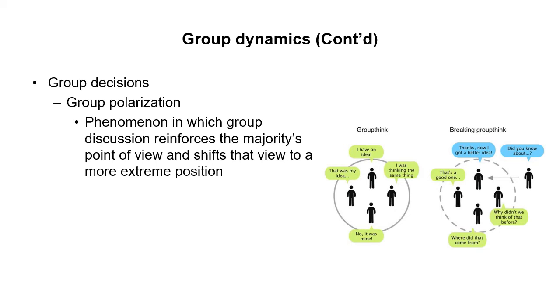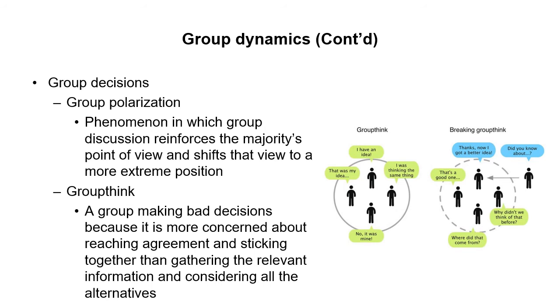And the final is groupthink, and this is where a group will make bad decisions because it's more concerned with reaching agreement and sticking together. This is where conformity comes in, rather than considering all of the alternatives. What's actually been found is that if your group is too big when it comes to decision making, your group tends to make bad decisions rather than good decisions. So when it comes to a decision making group, especially in a business context, it's better to keep the group smaller.